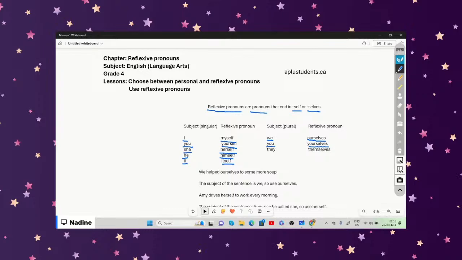So reflexive pronouns, right? We said it's pronouns that either end in self or selves. When it ends in self, it means that it's a singular subject, which refers to one person or thing. And selves means that we are referring to a plural subject, which refers to two or more people or things.